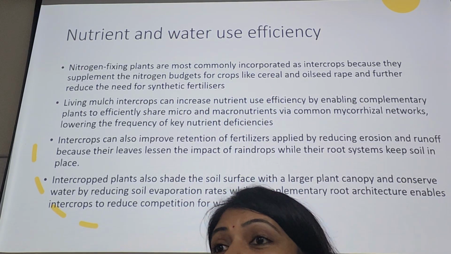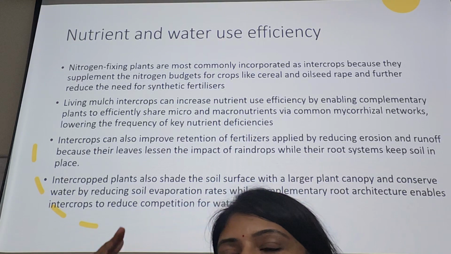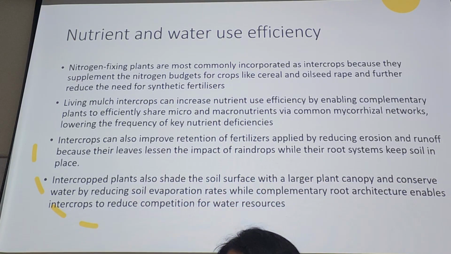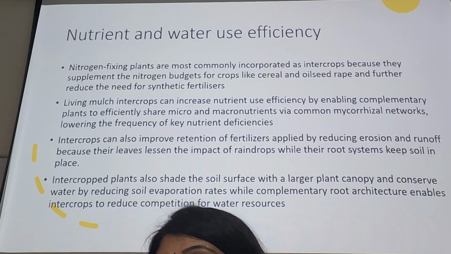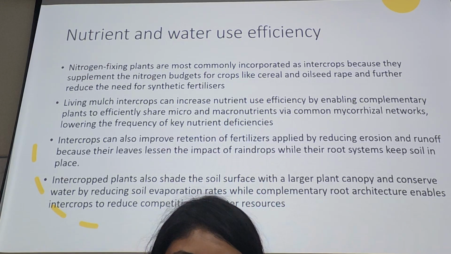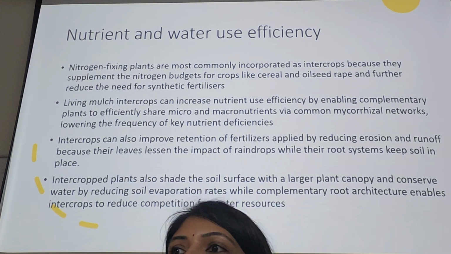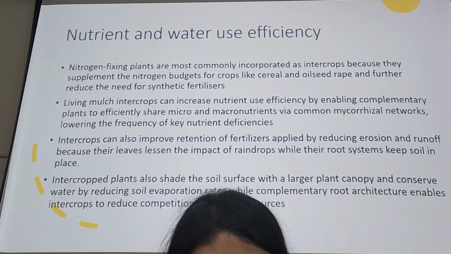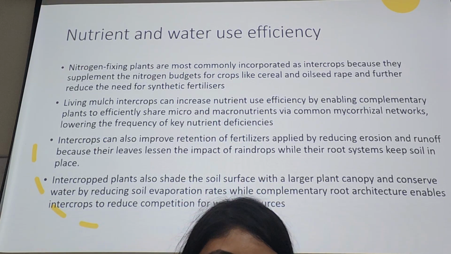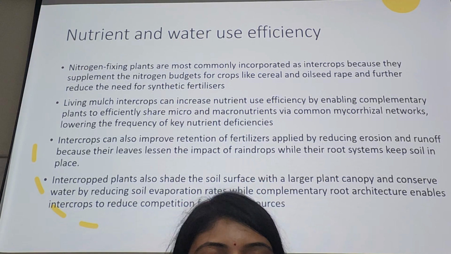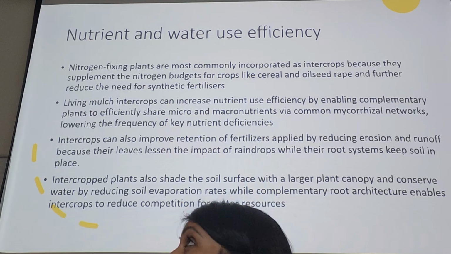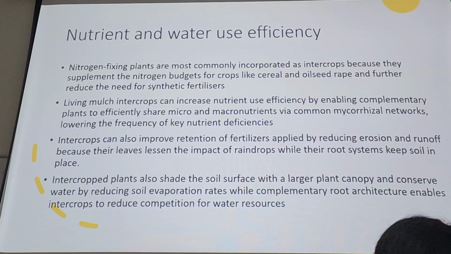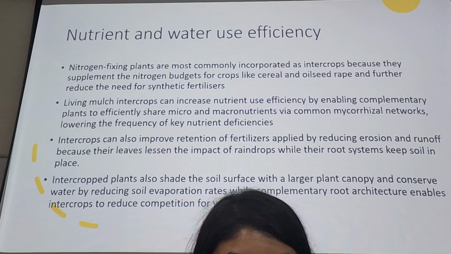So when it rains, the impact of the rain is not directly on your soil because it touches the canopy of the plant. Okay, so it helps to keep the soils in place. Intercrop plants also shade the soil surface with a larger plant canopy and conserve water by reducing the soil evaporation rates. Other than that, the complementary root architecture enables them to reduce competition for water resources.